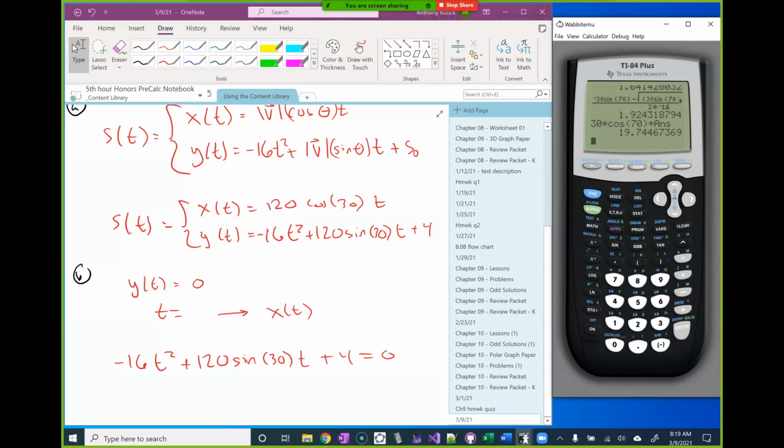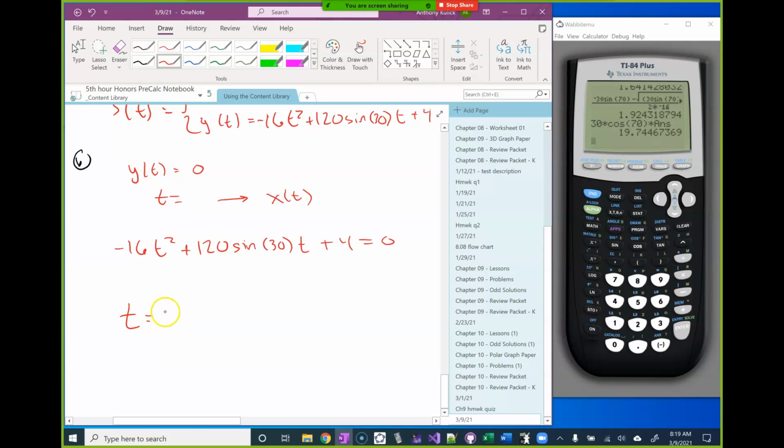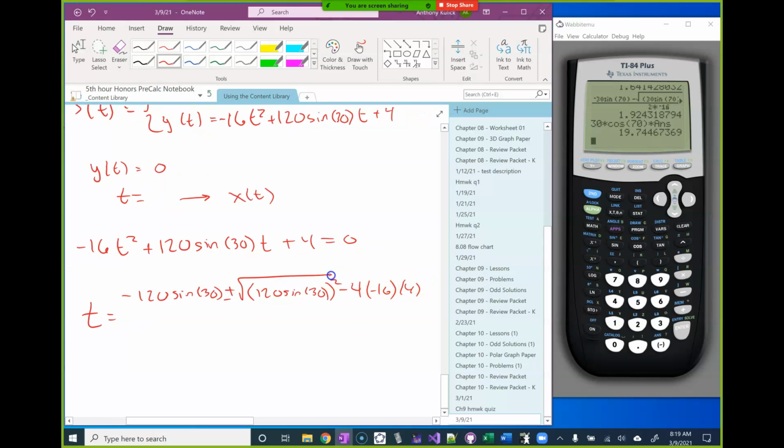So t equals negative 109.30 squared minus 4 times negative 16 times 4, all over 2 times negative 16. So I'm going to type that into my calculator. I'm going to do it all in one line because I'm fancy like that. To make sure I don't screw up the parentheses, I'm going to use the fraction option by pressing alpha and y equals and choosing the first option, numerator over denominator.